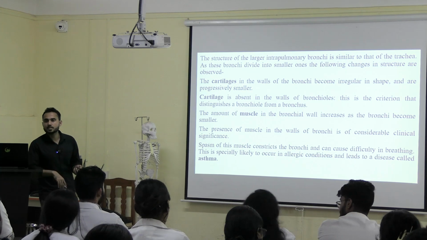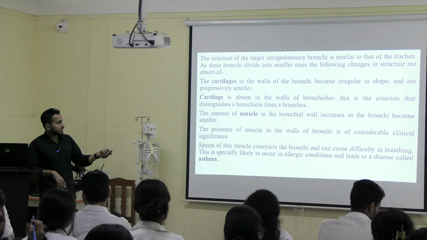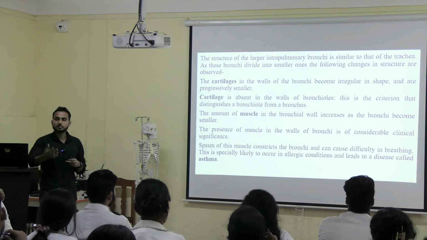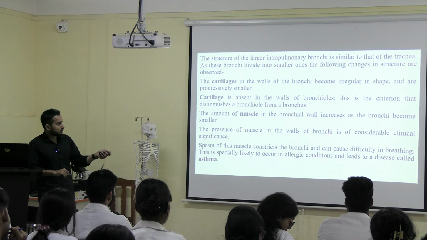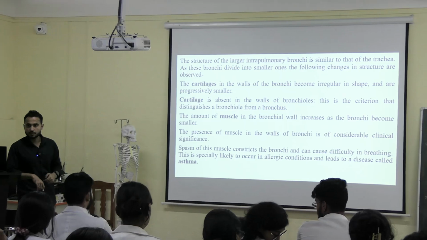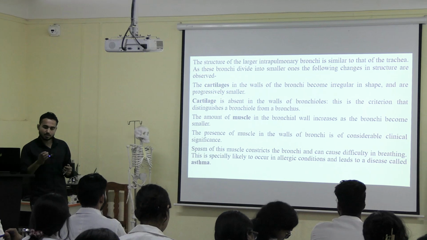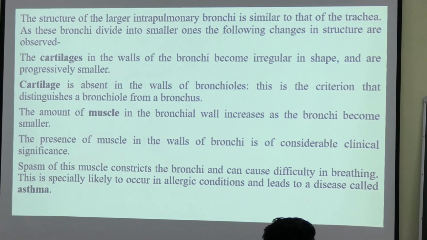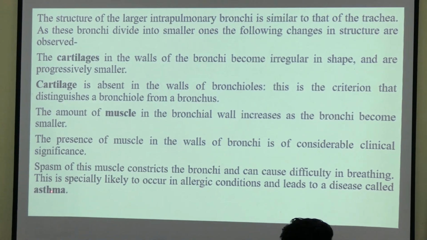Instead of that, smooth muscle cells are present. Next, the amount of muscle in the bronchial wall increases as the bronchi become smaller. As the bronchi become small, more smooth muscles will be added. The presence of muscle in the wall of the bronchi has an important clinical significance, that is nothing but asthma. When inflammatory changes take place, the muscle will constrict. As a result, the passage will become narrower. Once the passage becomes narrower, the person will feel difficulty in breathing. That is nothing but asthma.